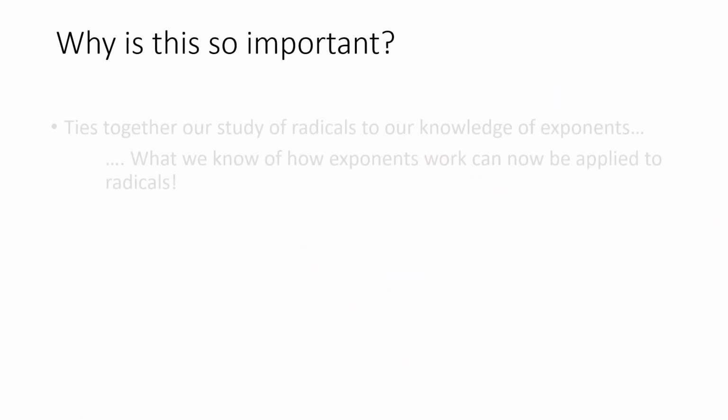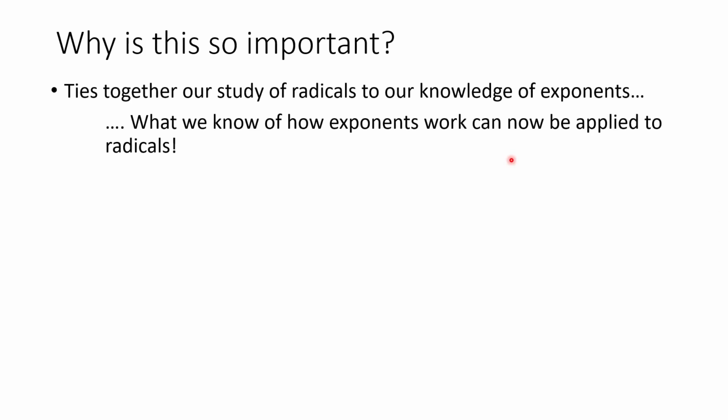Now, why is this so important? This kind of circles all the way back to the beginning of the lesson. It ties together our study of radicals to our knowledge of exponents. What we know of how exponents work can now be applied to radicals. So if we get stuck on something with radicals, we can convert them to exponents and maybe do something with those exponents that we couldn't do before, or vice versa. It opens up a whole new toolkit. So we're no longer stuck in a unit on radicals. Now we have brought exponents into that, and it can give us a whole other way of looking at it.